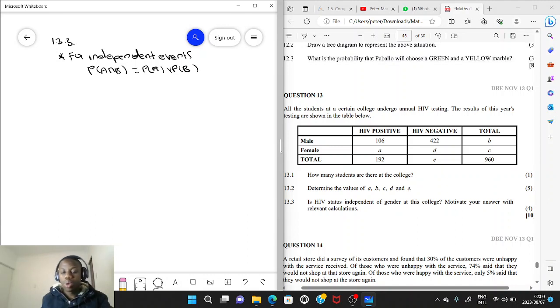So the question is as follows: is HIV status independent of gender, right? Here's what you're going to do. You are going to choose from the table. Either you choose a male or a female who's either positive or negative, right? So here you are not restricted. You are going to choose from the column.